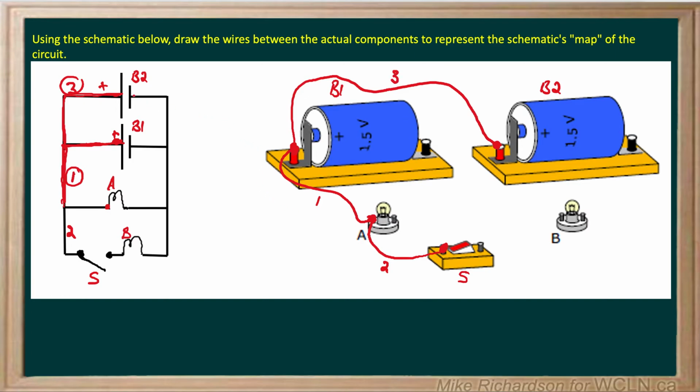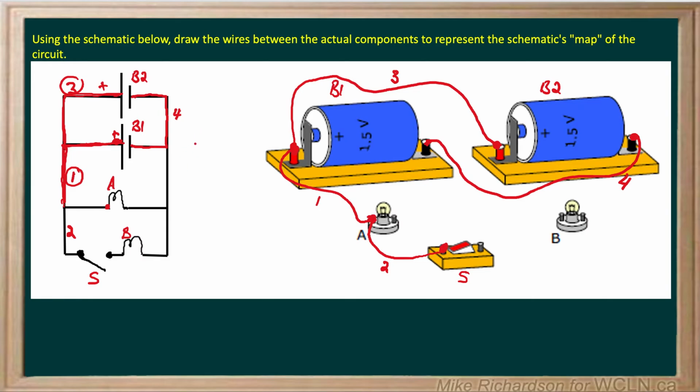Similarly, the negative terminal of battery 2 is connected to the negative terminal of battery 1. We'll call that wire number 4. So this little connection right here is our next wire. Negative terminal to negative terminal. Like that. That's wire number 4.